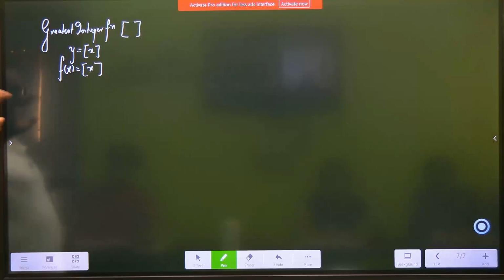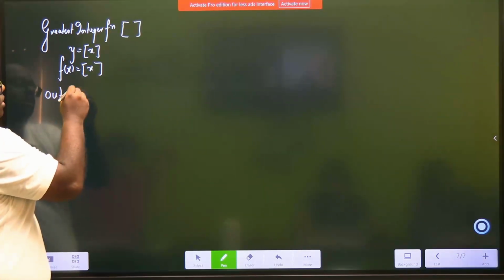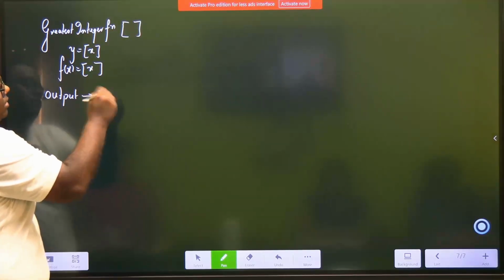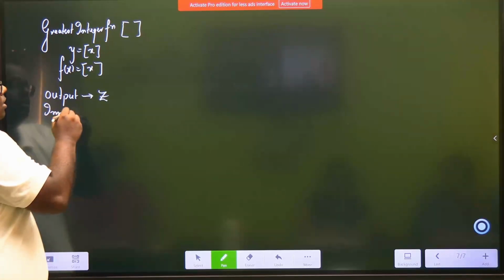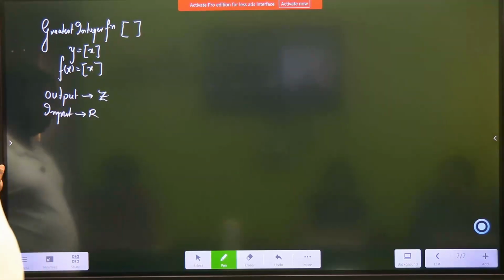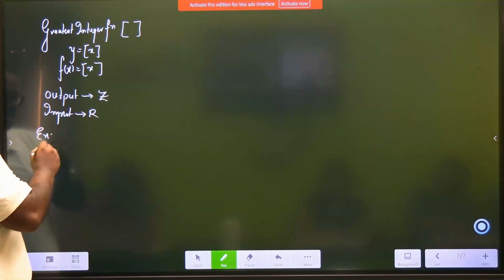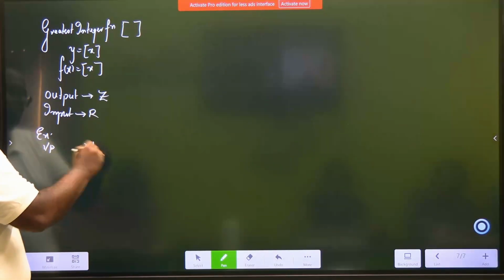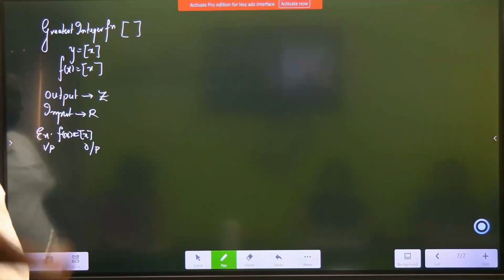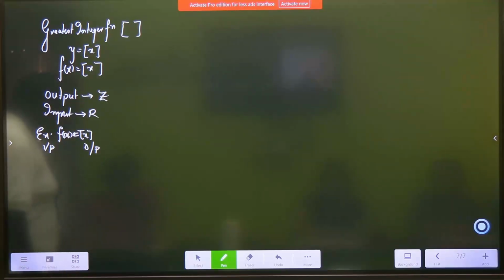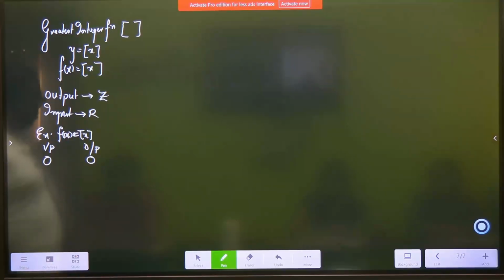Don't break your head too much. Simple. Output is always an integer, the greatest integer. Input is a real number. Have you understood? Example. This is input, this is output. f of x equal to the greatest integer function. Is 0 an integer? Yes. It should give how much? 0.